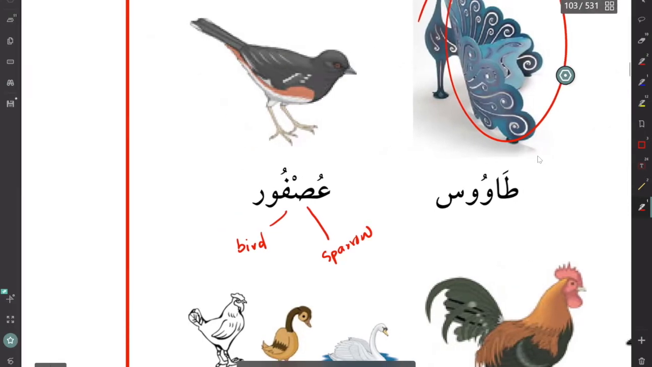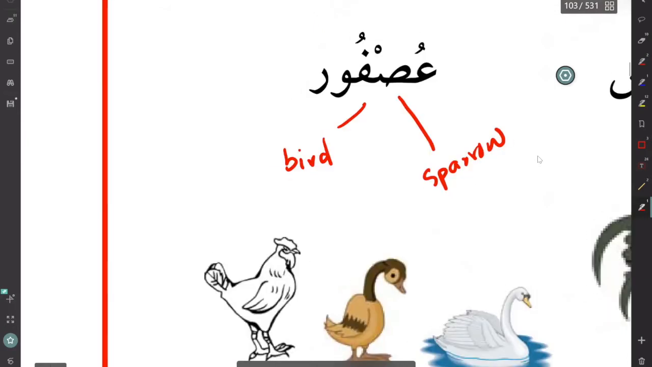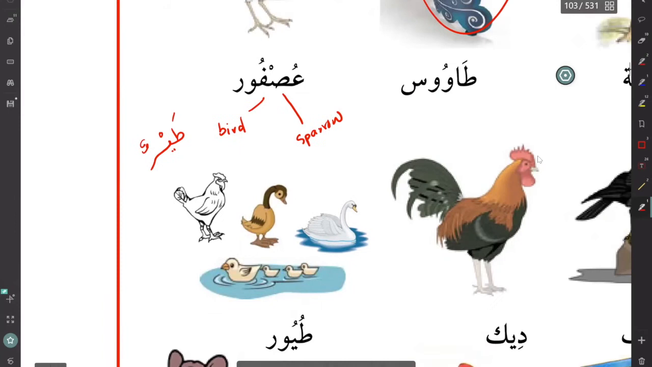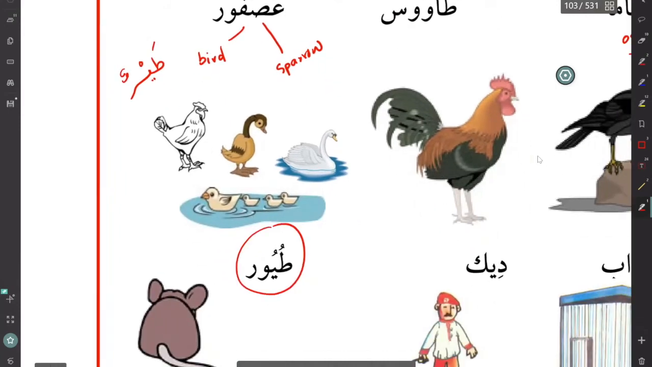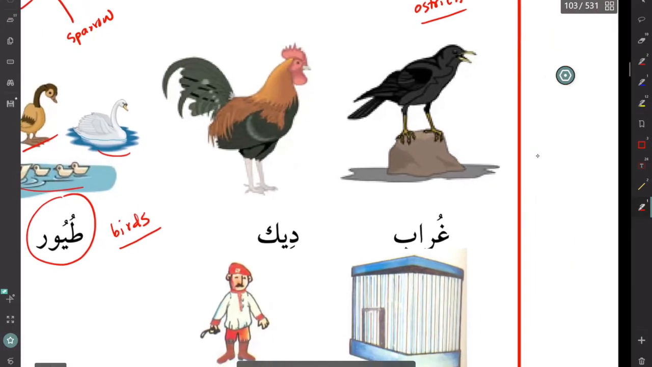Okay, so what is the word for common birds? Like you want to talk about any birds, which is toyrun. Toyrun means a bird. Okay, and it looks like the plural of toy is right here. Tuyur is birds. So you can see there are many different kinds of birds, so you just call all of them tuyur. Okay, جيد.